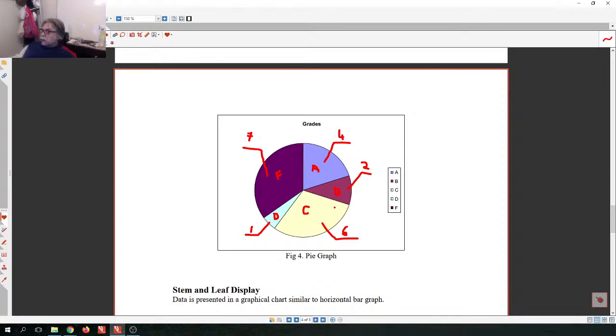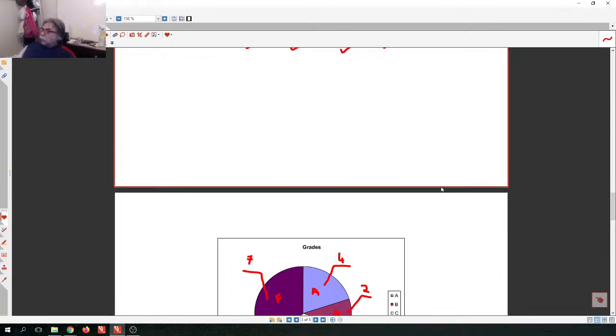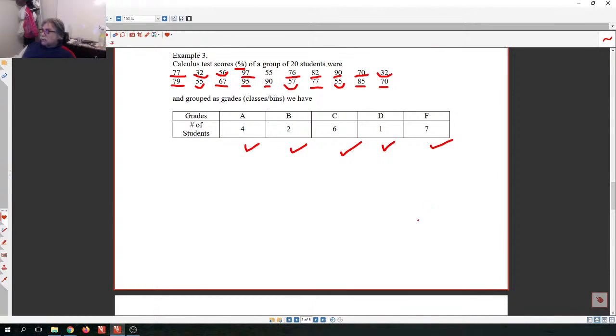So when you're talking about C and compare C and D, D has 1 item, C has 6. This slice has to be 6 times bigger than this one here. So you have to assume some kind of proportion. Proportionality is based on area, of course, right? So you have 20 students here. A has 4 students, or should I say scores.